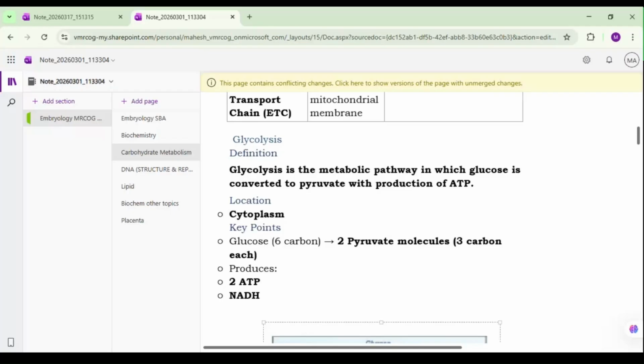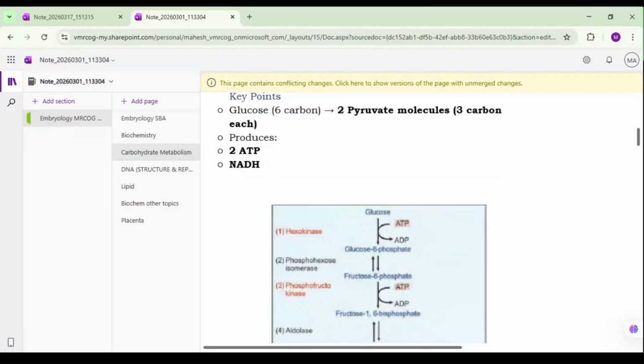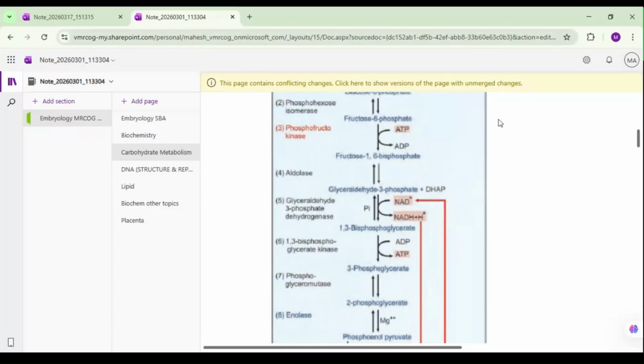Okay. Now you should remember that this one glucose, which is a 6-carbon compound, when it undergoes glycolysis, will give you 2 pyruvate molecules. Pyruvate has 3 carbons each. So from one 6-carbon compound, that is glucose, you will get 2 pyruvate molecules which have 3 carbon atoms. Okay, now what does this glycolysis produce? It will produce 2 ATP and 1 NADH. Okay, so this is the thing which we have learned in our first MBBS. This flowchart we have learned.